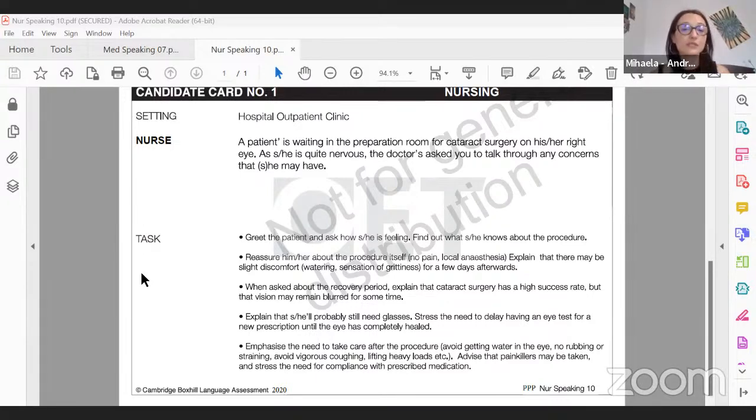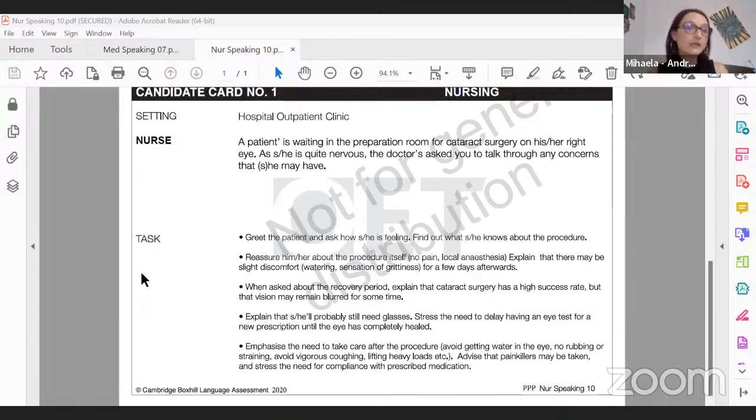Okay. So we start with the greeting. We start with asking about the feelings, asking about information about the procedure, asking about concerns, and then we move through the recovery period. What happens to the vision, to her eyes after the surgery? How fast she will recover, if she will need glasses or not, if she needs to get a new prescription or not, and then what will she do after the surgery? How does she take care of herself after the surgery?